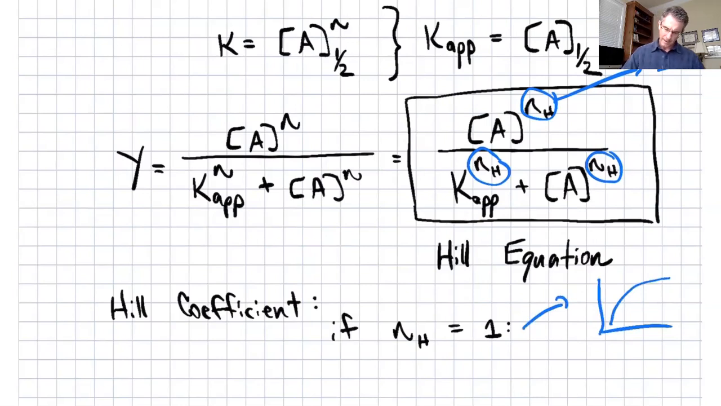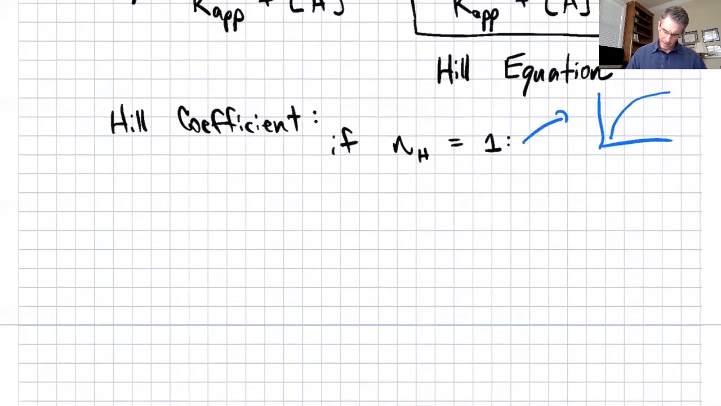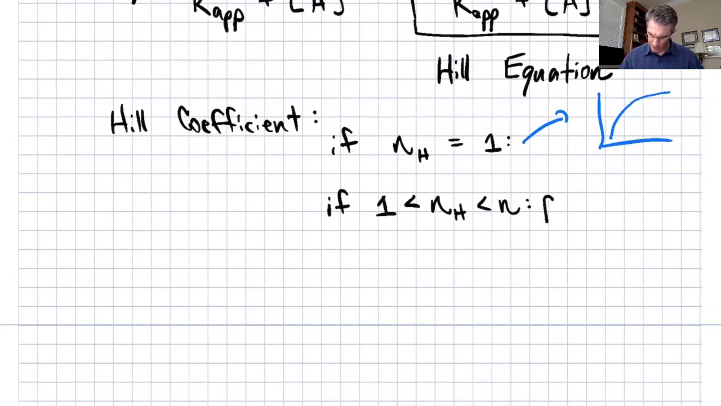Okay. If the Hill coefficient is between 1 and n, what does that mean? You guys know? It means you have something called positive cooperativity.